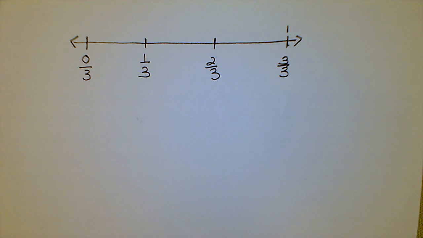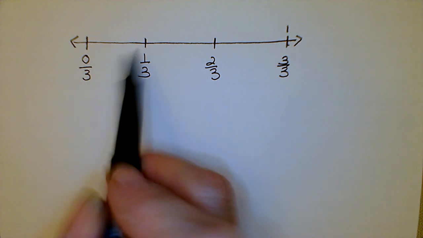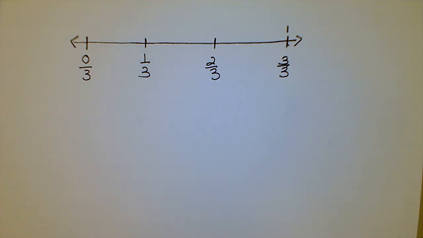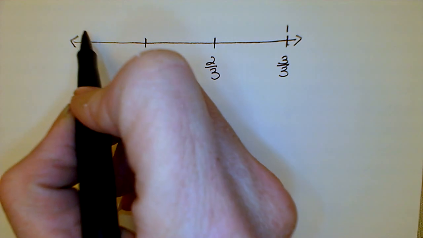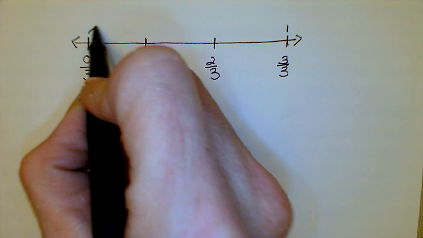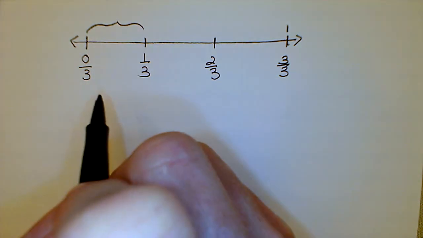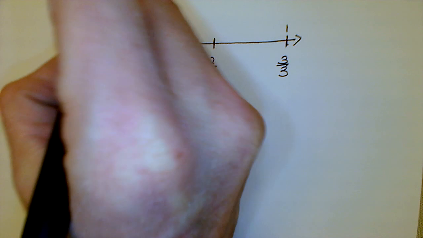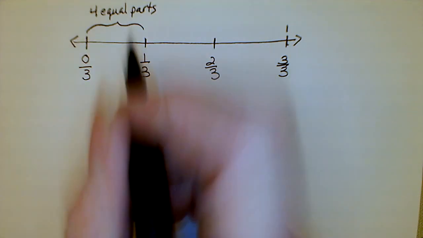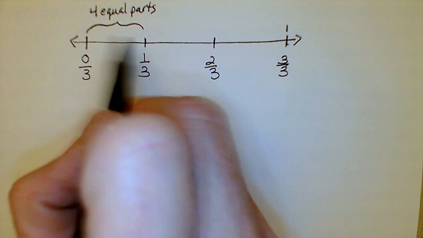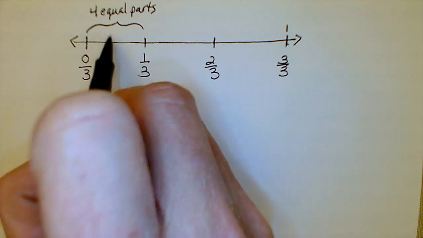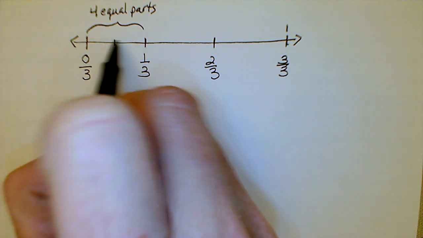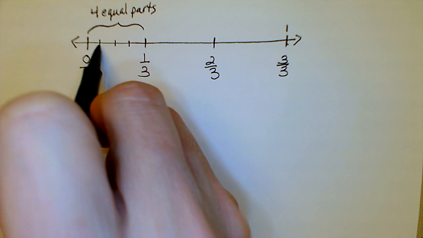Now, what I'd like us to do is take this first third and decompose it into 4 equal parts. So I'm going to go ahead and show that. I'm going to write 4 equal parts above here to show what I want to do. And let's then go ahead and do that. Remember, when you're dividing into 4 equal parts, you're going to make 3 marks in between.